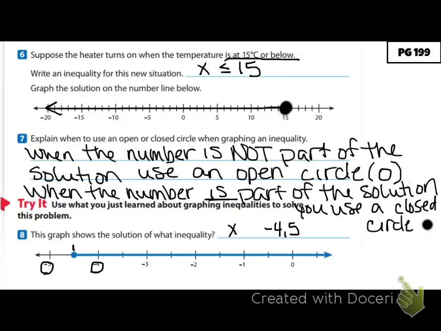I'm going to compare it with x. I honestly think it's easier if you always put the variable first, because if you put the variable first, then all you have to do is put your sign in the direction that the arrow is going. So since our arrow is going to the right, my sign will go to the right, and then I just have to look at this. Is it open or closed? In this case, it's closed, so we use a closed circle, which means it includes. So our inequality would be x is greater than or equal to negative 4.5.